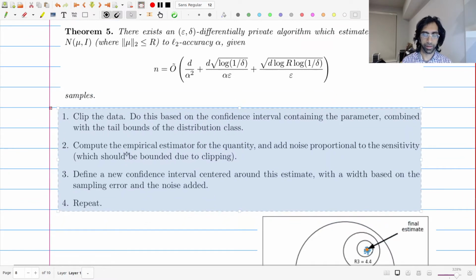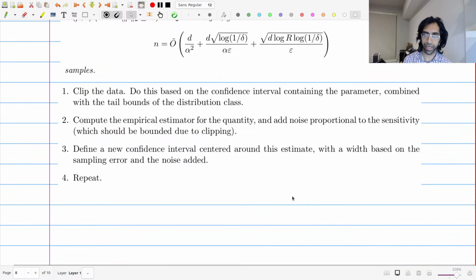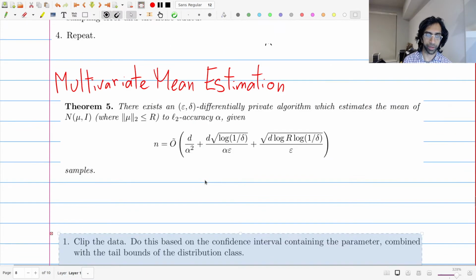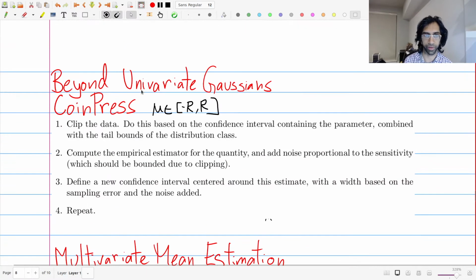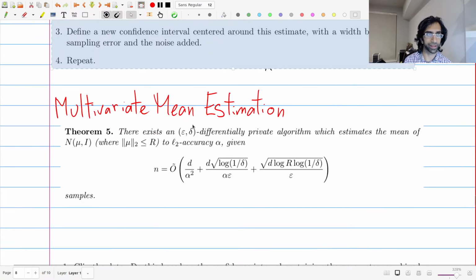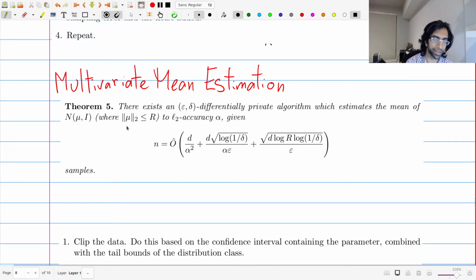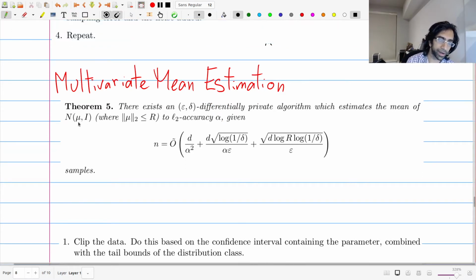Okay, so let's see how exactly we can prove this theorem. Before we even do that, let's see what the theorem even is. The theorem here is there exists a differentially private algorithm which estimates the mean of a multivariate Gaussian this time. I didn't say it here, but this is now going to be a multivariate Gaussian in d dimensions.